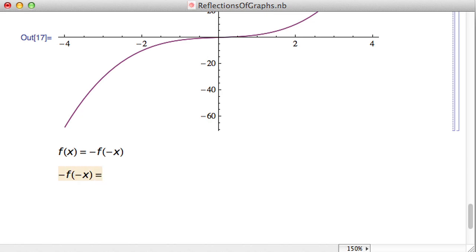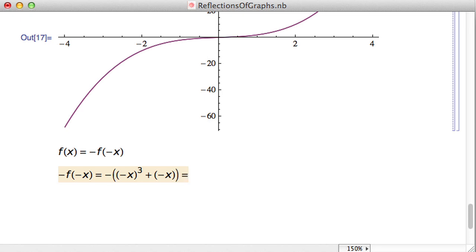That's the same thing as minus parentheses, and then I evaluate minus f of minus x. So I put in parentheses minus x cubed, and then plus parentheses minus x, and that wasn't raised to a power. And so now I simplify this.